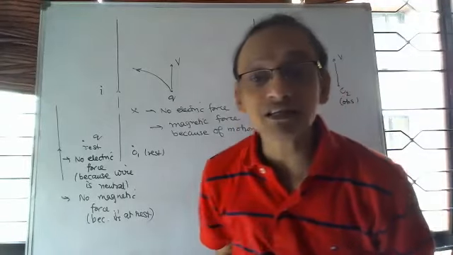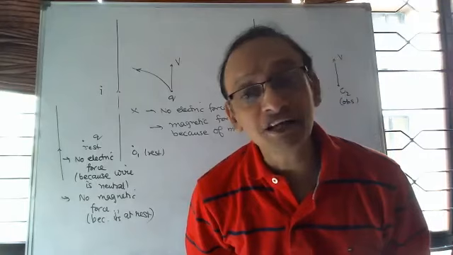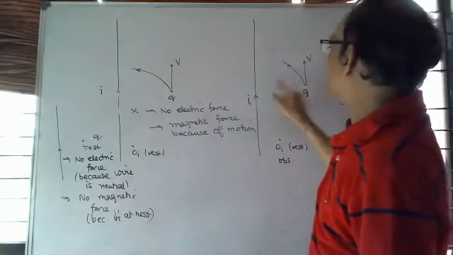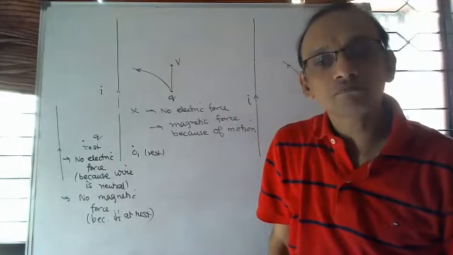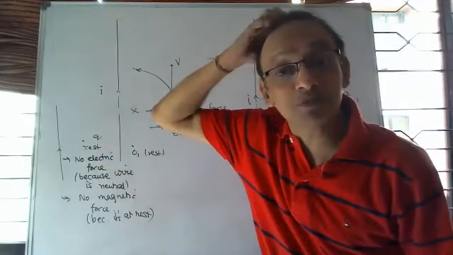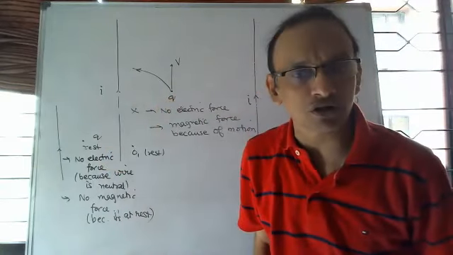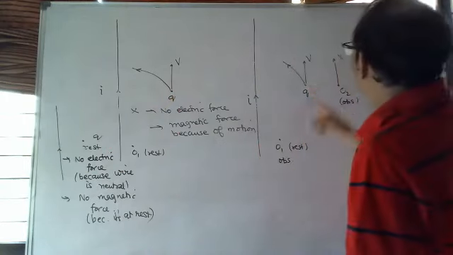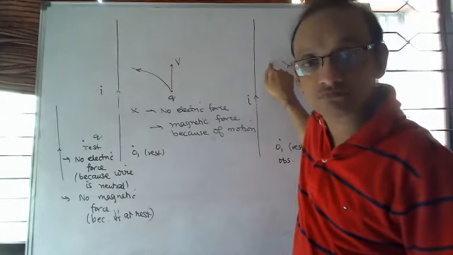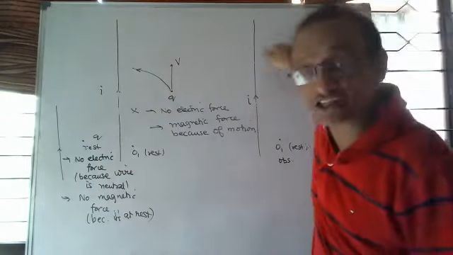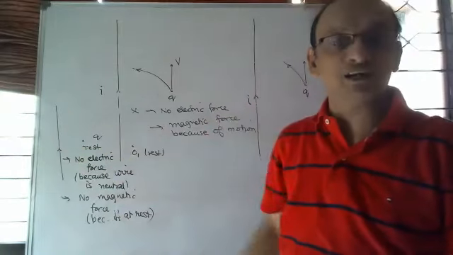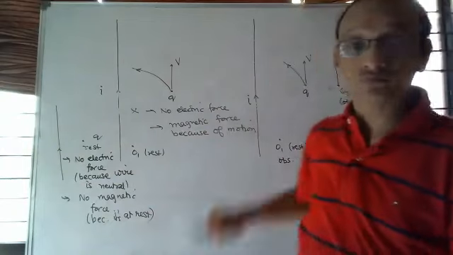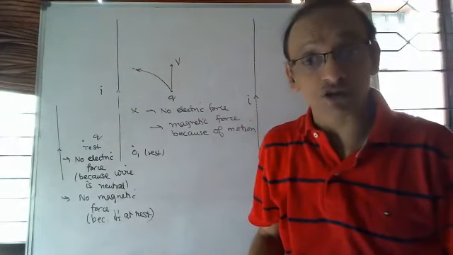So, sir, how is it deflecting? Magnetic force cannot exist, because with respect to this observer, this charge is at rest. If the charge is at rest with respect to the observer, then there can be no magnetic forces acting on the charge. But it is true that, as seen by this observer, it is deflecting. This time, not because of magnetic forces, because magnetic forces depend on relative motion and there is no relative motion. What then causes the deflection is the question.